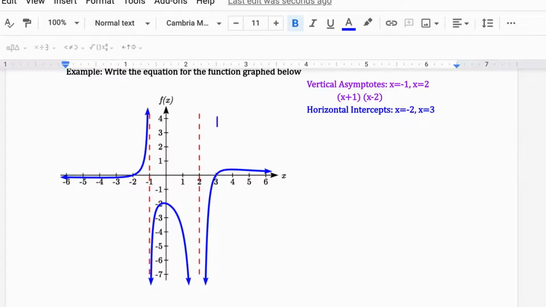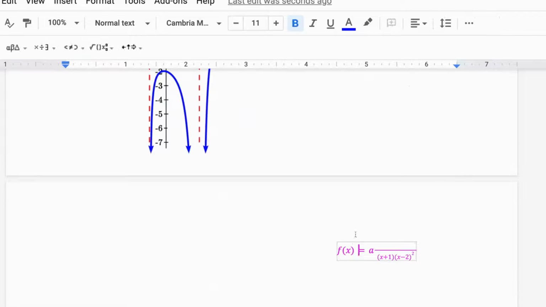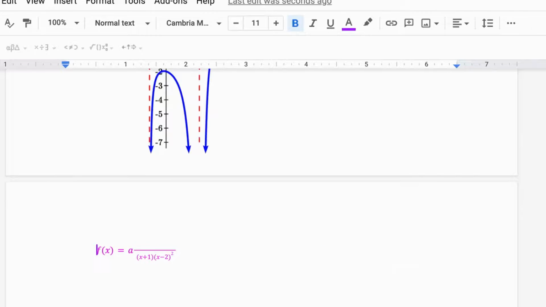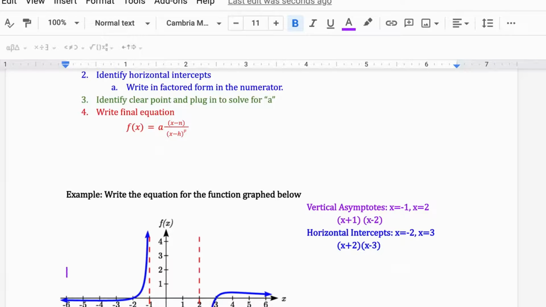So again, I have to put that into factored form, which is going to be x plus 2 and x minus 3. So then going to my function here, oh dang it, that's not what I wanted to do. Move it back up because every time I do something, I break it.